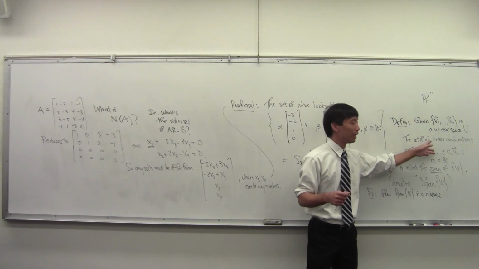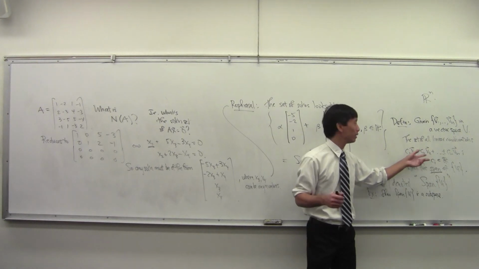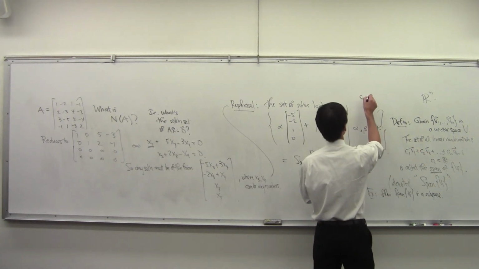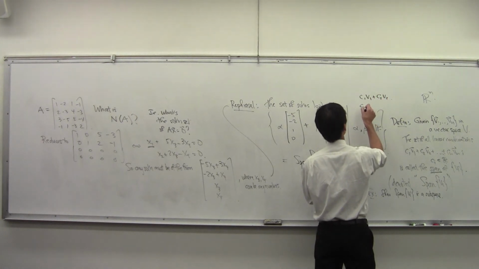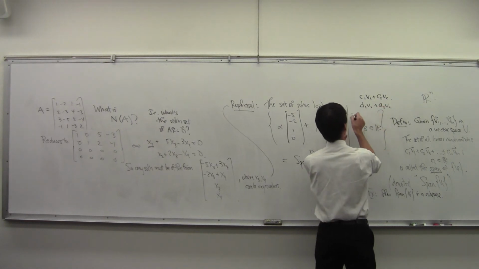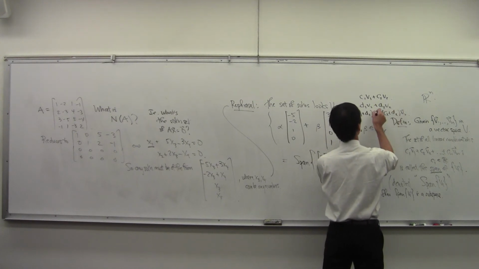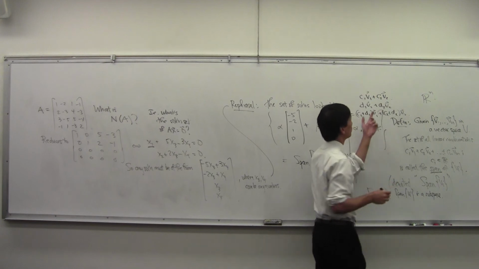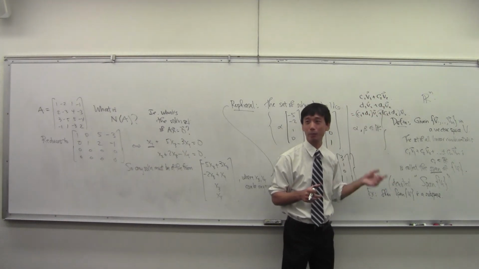Sure. In other words, if you have a linear combination and you add on another linear combination, do you have a linear combination? Sure, right? If I have C1 v1 plus C2 v2, and I have some other guy d1 v1 plus d2 v2, and I add them together, I'm going to have C1 plus d1 v1 plus C2 plus d2 v2. That's still going to be a linear combination. The sum of linear combinations is still going to be a linear combination.